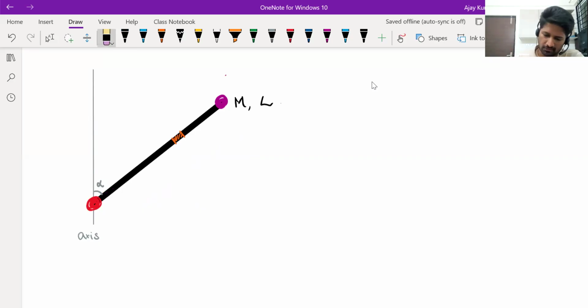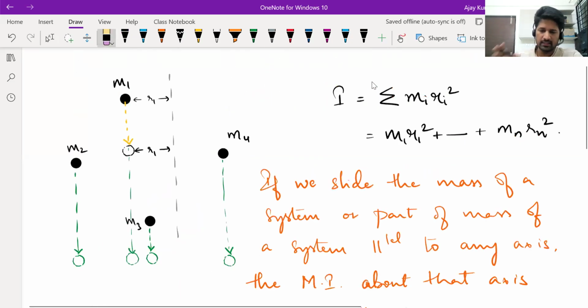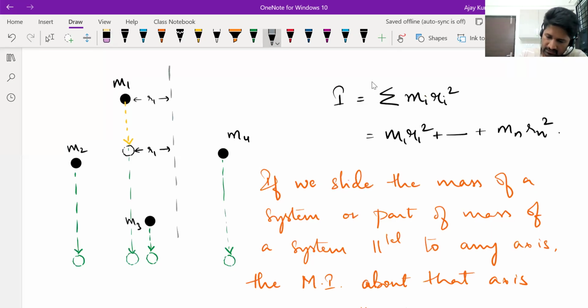Now, why were we not able to derive the answer directly? Because we didn't derive any formula of moment of inertia of a rod about an inclined axis like this. Now we just discussed one idea. If you slide the mass of a system parallel to any axis, this is the axis that I'm talking about. It's very important to keep the axis in mind. If you slide particles or total mass of a system parallel to any axis, its moment of inertia would not change.